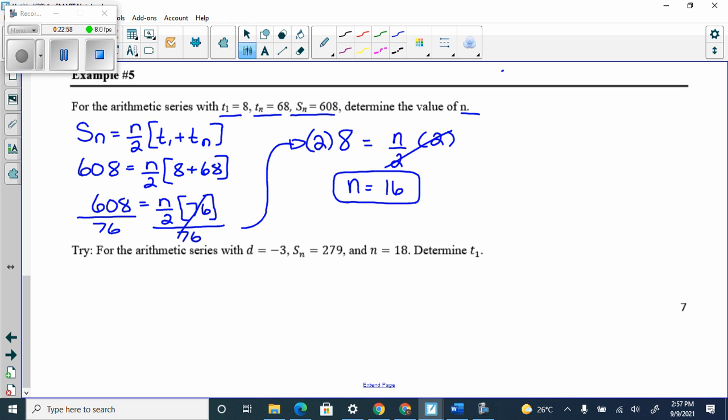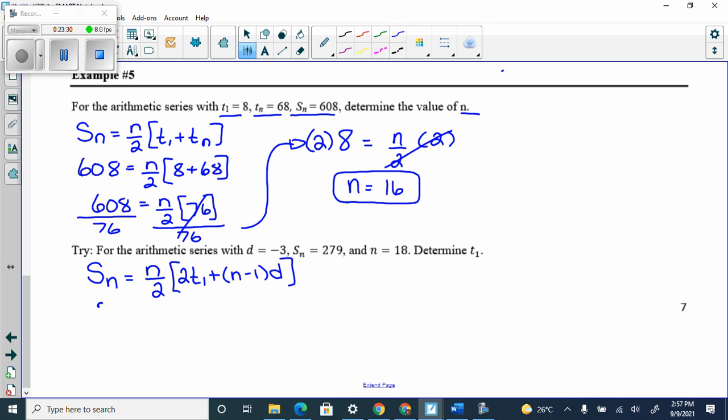The last one gives you d, Sn, n, and I'm asking for T1. I gave you n. Those are non-negotiable, right? And then I gave you d. So you're going to have to use the first formula, because we don't know Tn. You could somehow try and figure out Tn and then do it, but it would take you longer. So it'd be easier just to use the first formula. Sn equals n divided by 2, bracket 2T1 plus n minus 1 d.